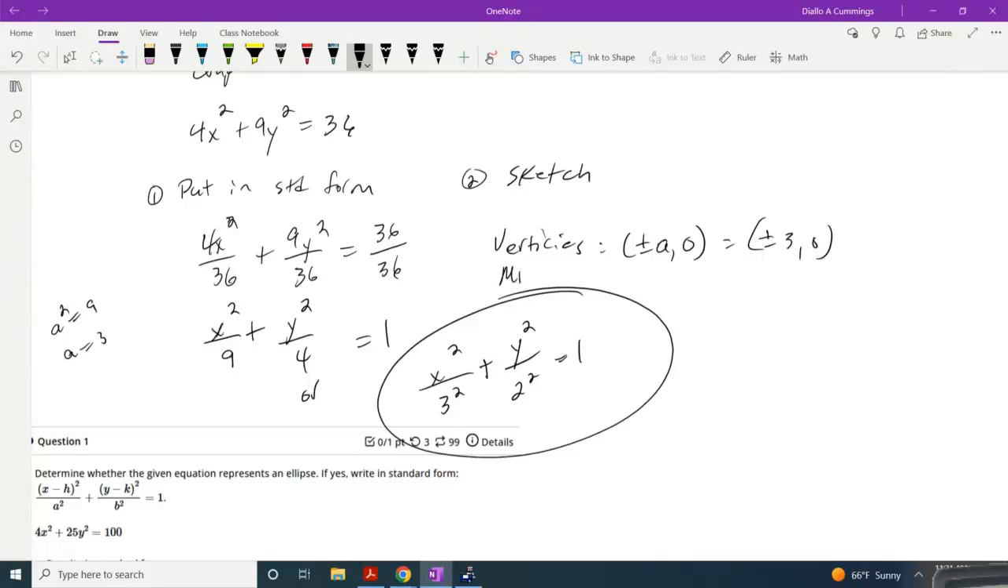To find my minor axis points, the formula is 0 plus or minus b. So if I take a look at my formula, which is 0 plus or minus b, I notice that b should be 2, right? Because if b squared is 4, we take the square root of both sides, b is going to be 2. So my minor axis points are located at 0, comma, plus or minus 2. So that's what I'm going to graph.